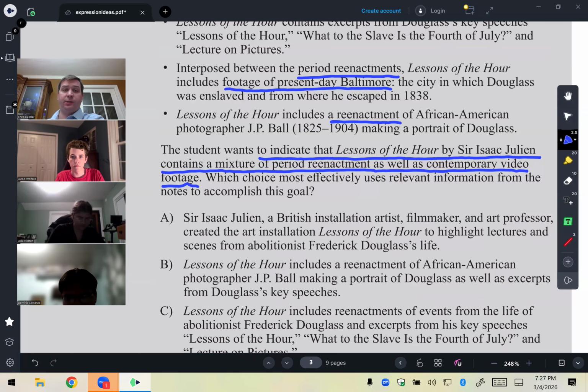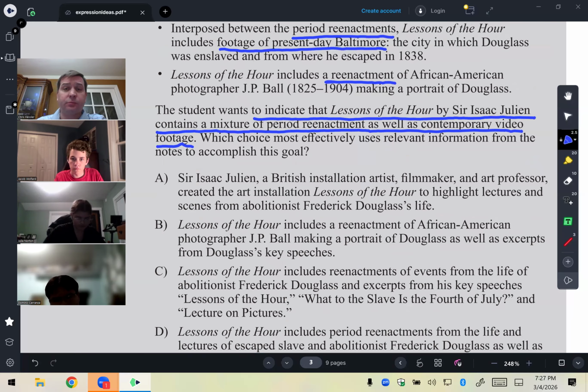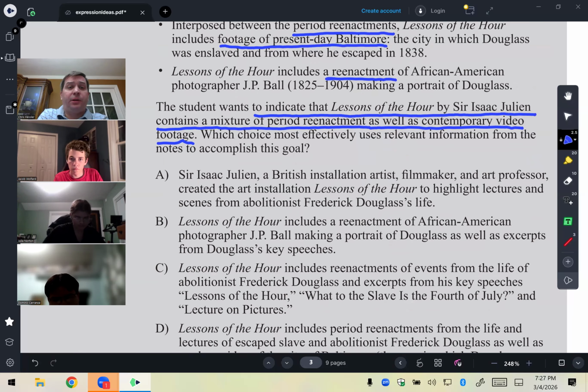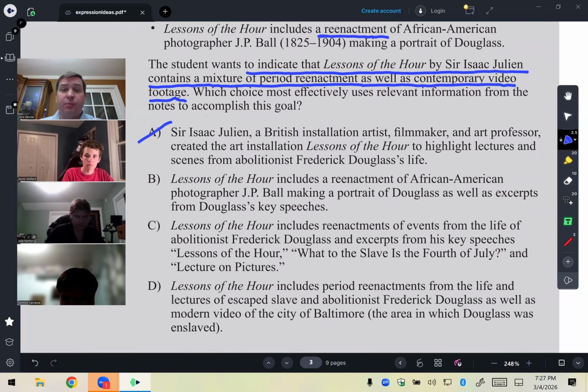A says Sir Isaac Julian, a British installation artist, filmmaker, and art professor, created the art installation Lessons of the Hour to highlight lectures and scenes from abolitionist Frederick Douglass's life. So I don't have any period reenactment or contemporary video footage in A. Here's B. Lessons of the Hour includes a reenactment, we are looking for that, of African American photographer J.P. Ball making a portrait of Douglass, as well as excerpts from Douglass's key speeches. So no mention of video footage in B. We can cross it off.